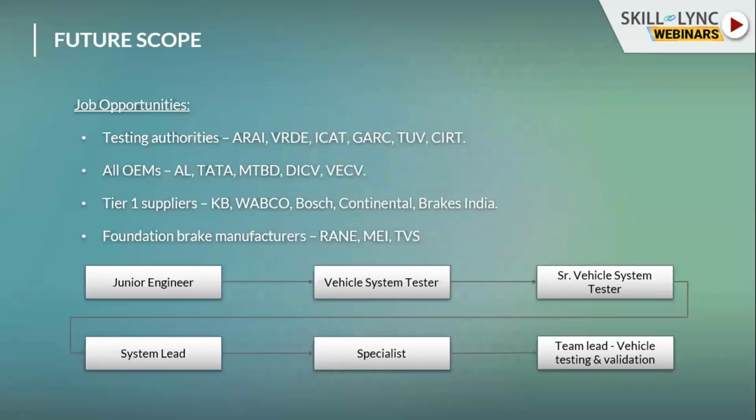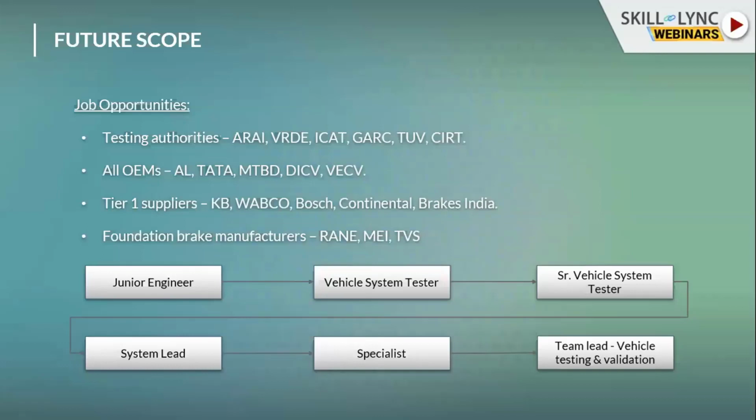certify and homologate the different systems in a vehicle are the ARAI, VRDE, ICAT, CIRT, TUV, CRT. They all take care of the homologation and certification of different components and vehicle level approval. They are all government sectors where you can step in as a vehicle test engineer.